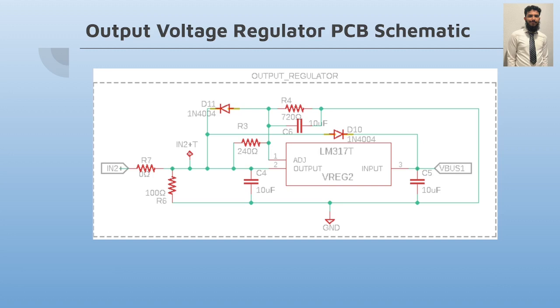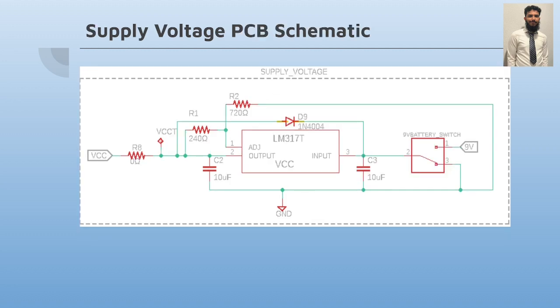So here's our output regulator. The purpose of this is to reduce our voltage that we'll get from our generator to 5 volts. So for that, we use the configuration of a 240 ohm resistor and a 720 ohm resistor. Then we have our supply voltage regulator here, which will reduce a 9-volt battery down to 5 volts. We've also got a switch in order to turn on our peripherals. And this will be the circuits used to power our peripherals.